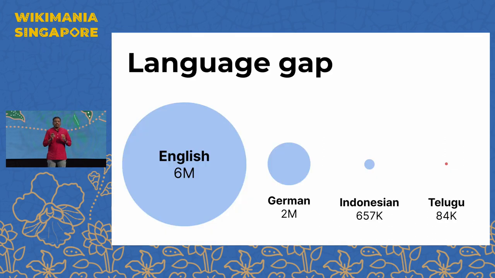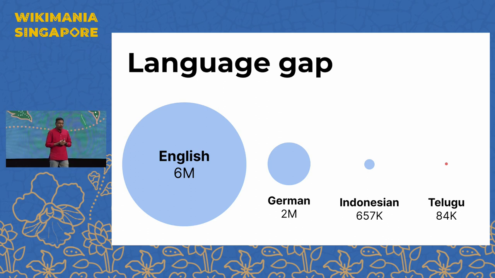We provide this tool to address one major problem in the Wikimedia universe, that is the language gap, which is a well-known problem. Everybody is aware of this issue. We have 6 million plus articles in English Wikipedia. We have 2 million plus articles in German Wikipedia, and then 657K plus articles in Indonesian, Telugu 84K plus, and then we have a long series of all these languages with different sizes, and we have 320 languages.